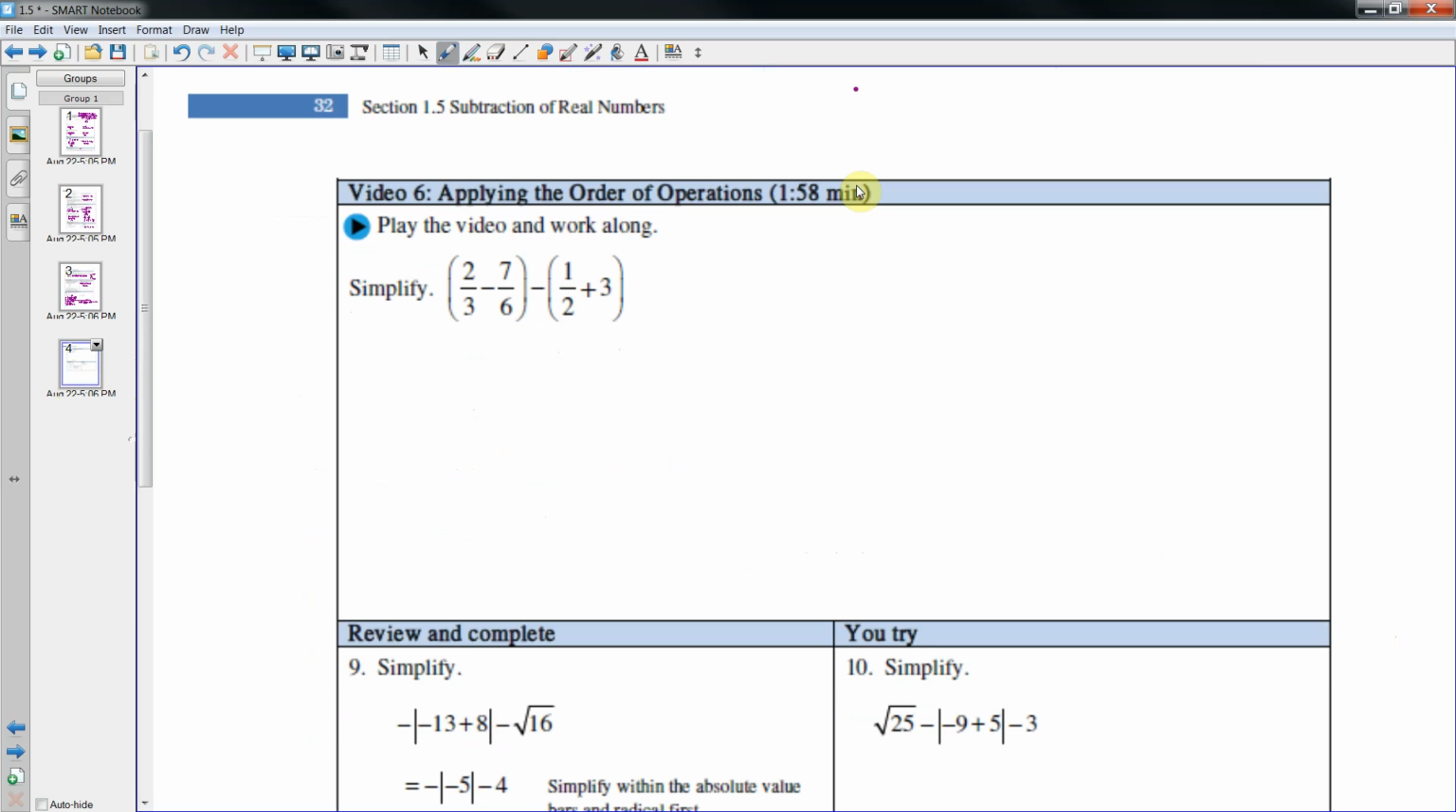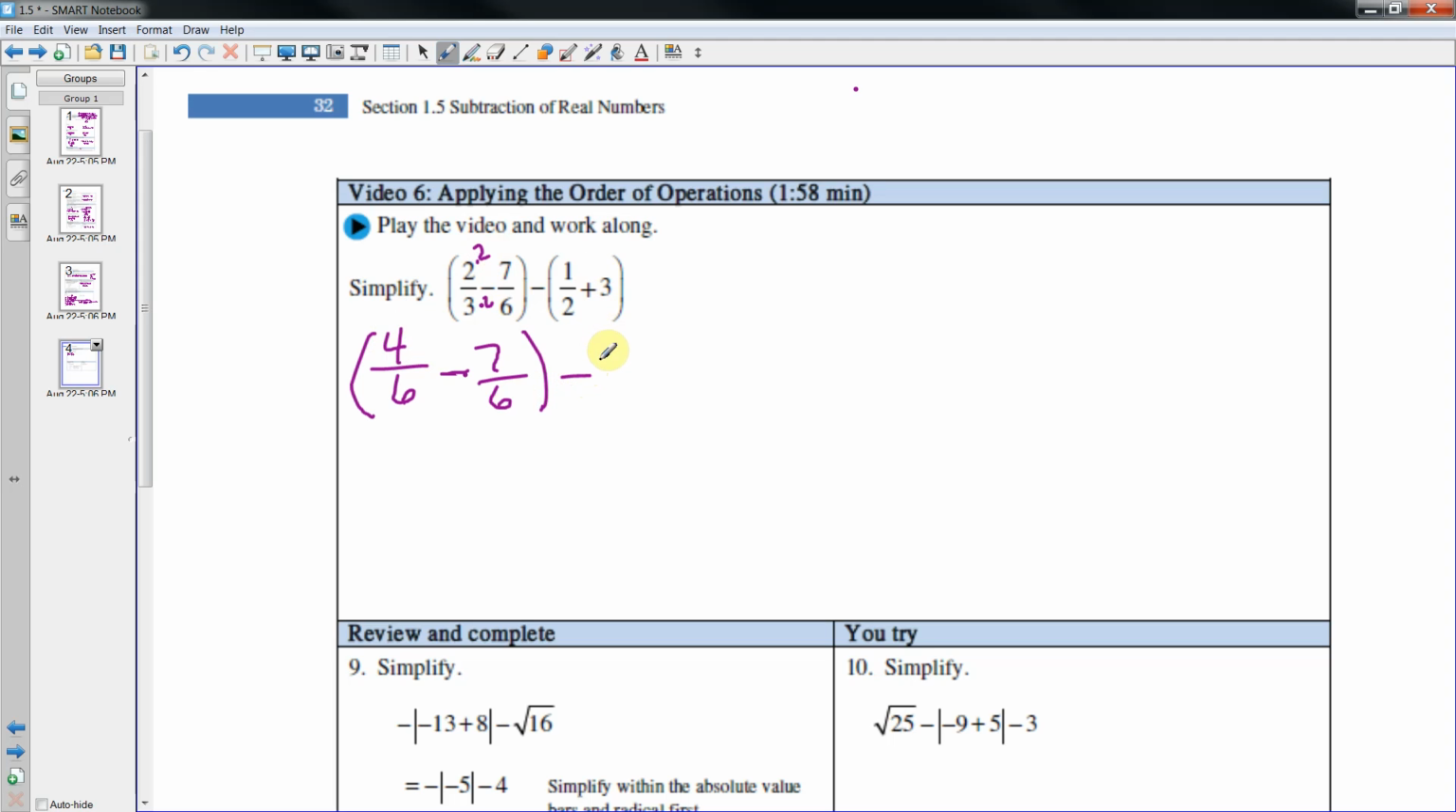Alright, let's do a fraction one because I know y'all love them so much. We've got 2/3 minus 7 over 6. The LCD is going to be a 6 on that one. So 7 over 6 is not going to change. So 3 times 2 is 6. 2 times 2 is 4. We'll work that out in a second.